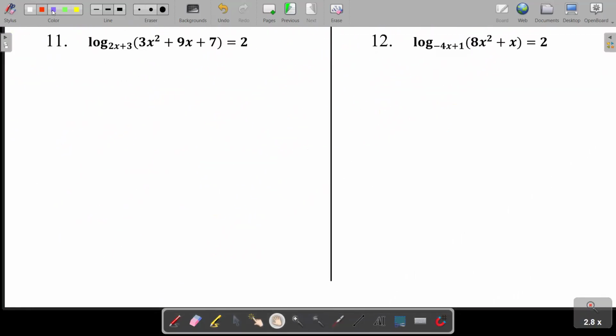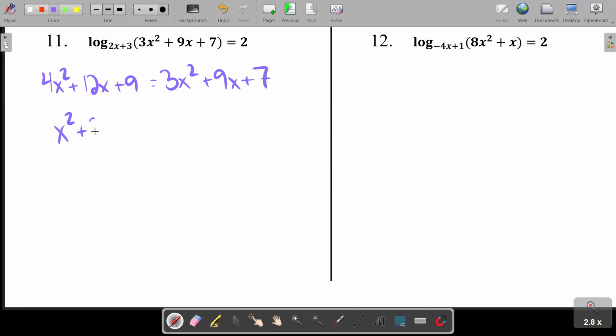Number 11, start with the water cycle. 2x plus 3 squared is 4x squared plus 12x plus 9. And we're going to set that equal to 3x squared plus 9x plus 7. And again, if you'll feel this way, we should move everything to the left. So we're going to have 1x squared left. If you subtract 9x, you're left with plus 3x's. And if you subtract 7, you're left with plus 2.